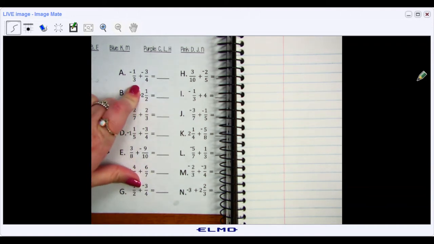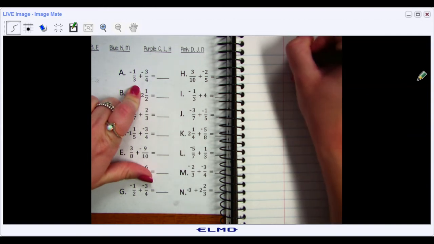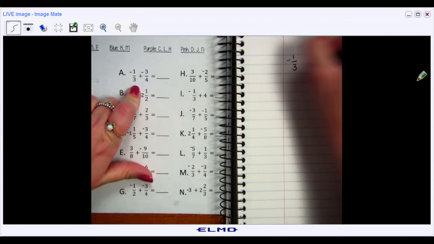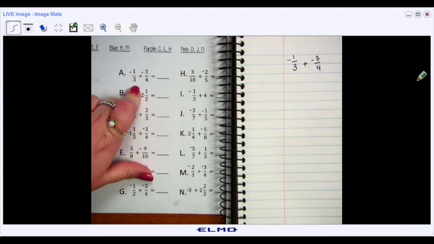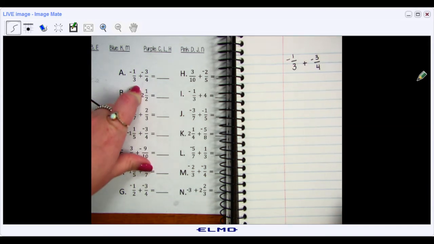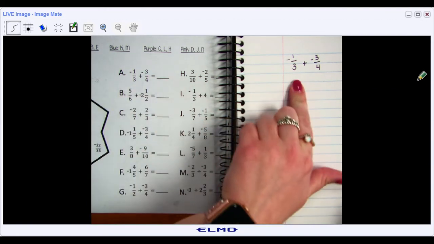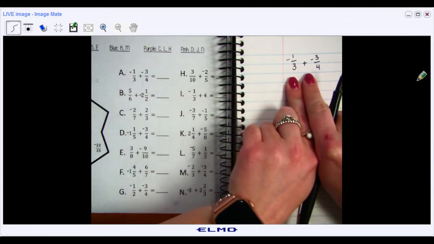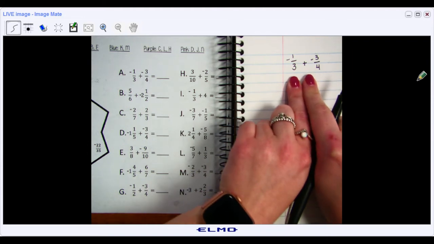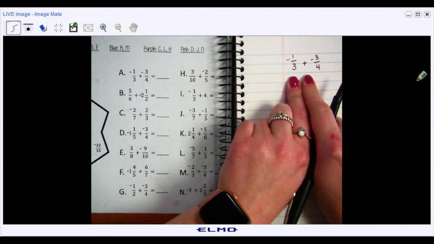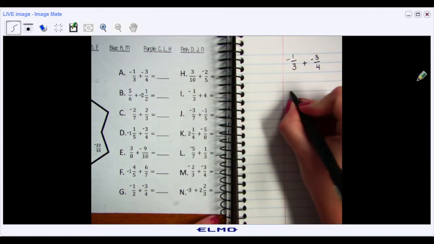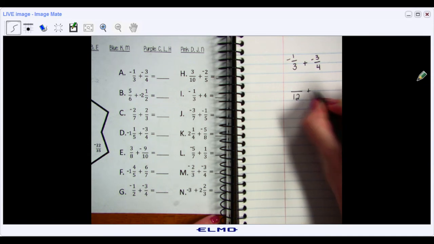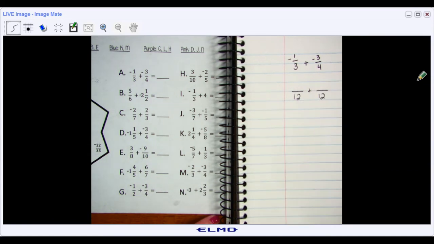So I'm going to look at letter A. Our fractions we have is -1/3 plus that -3/4. Now, with addition, when we do this, we have to look if they're adding. If they're the same signs, we can just add them like normal. But first, we also have to find a common denominator with these, right? So a common denominator between 3 and 4 is 12. I know that a common denominator between the two is 12.